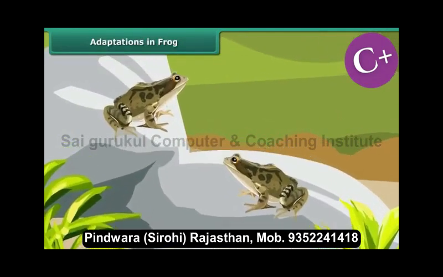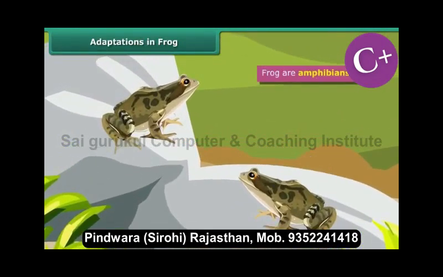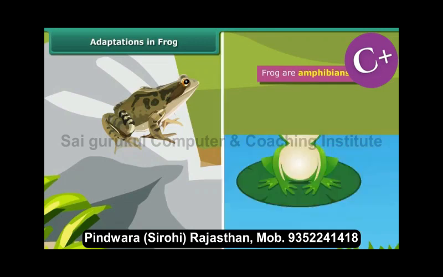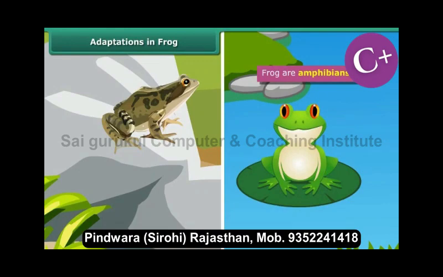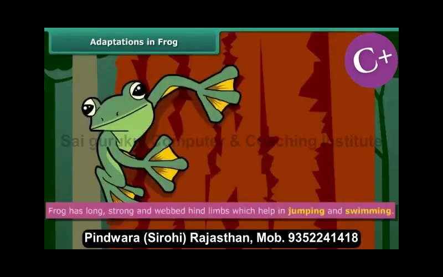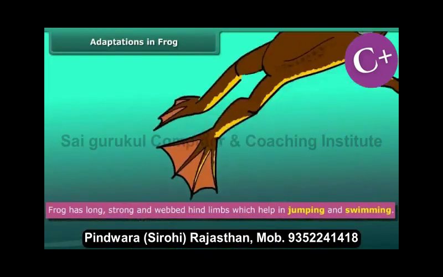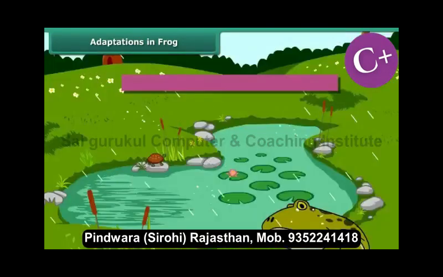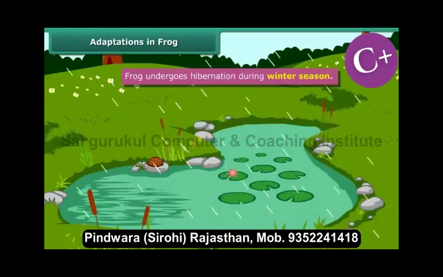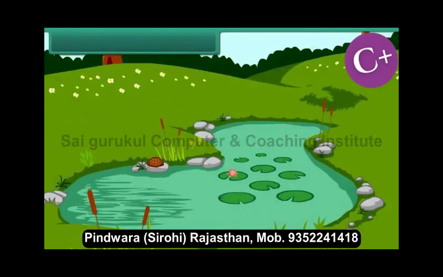Students, we all know that frogs are amphibians. They can live both on land and in water. So they have specially developed features that allow them to live both on land and in water. A frog has long, strong and webbed hind limbs that help in jumping and swimming. A frog undergoes hibernation during the winter season.